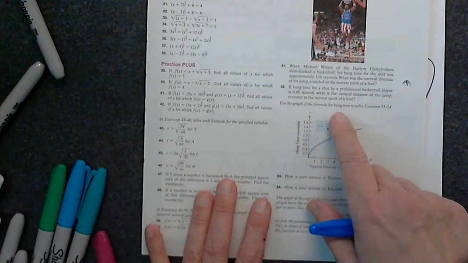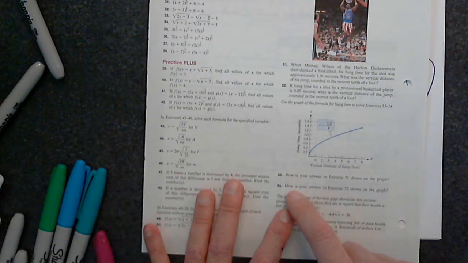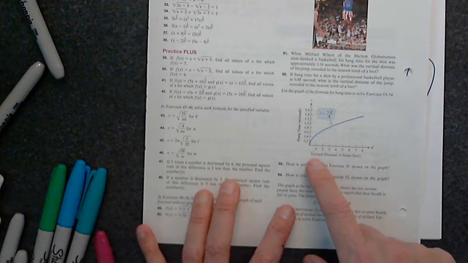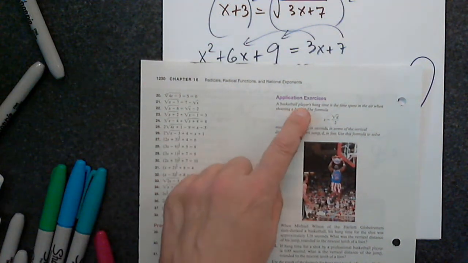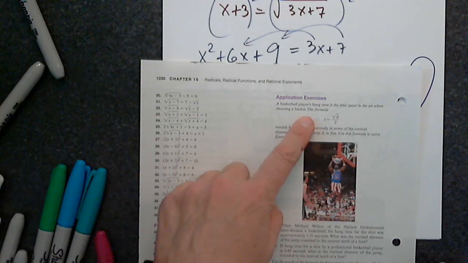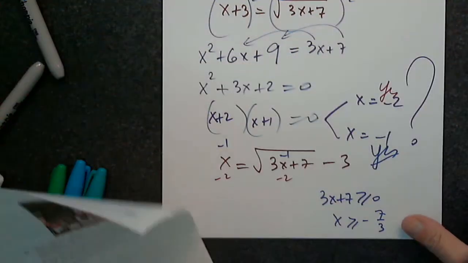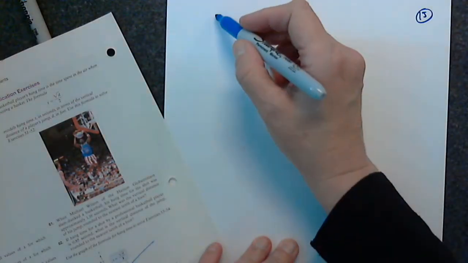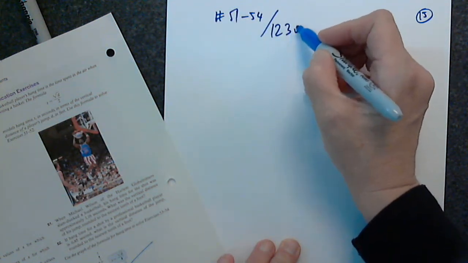Okay, use the graph of the formula for hang time to solve exercises 53 and 54. It doesn't explain, let me see, maybe it's up here. Yes, it does explain. A basketball player's hang time is the time spent in the air when shooting a basket. The formula is T equals the square root of D over 2. I have to copy that. So this is problems 51 through 54 on page 1230.